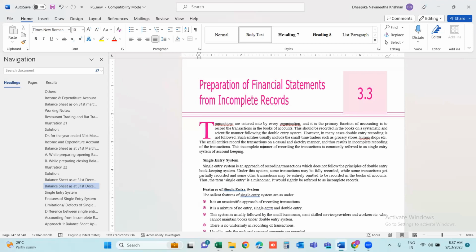When the accounts are not maintained in the double entry system, that is known as the single entry system, or preparation of financial statements from incomplete records. That is not a complete record. So from incomplete records, I am going to prepare the financial statements.